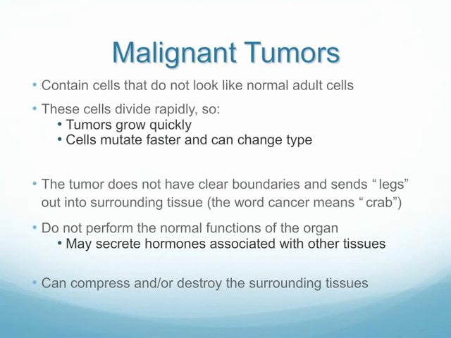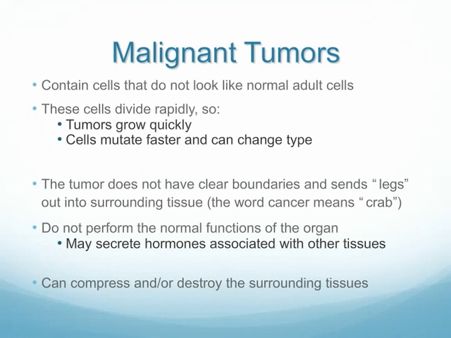The tumor may not have clear boundaries to it, and especially in your malignant tumors, they don't have clear boundaries, and they can send little legs out into the surrounding tissue. Now, the purpose for this is so that they can invade the surrounding tissue. This is where the term cancer comes from: these legs that spread out from the tumor, looking kind of like a crab. They don't perform the normal functions of the organ.